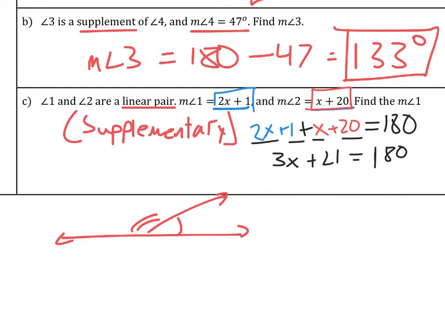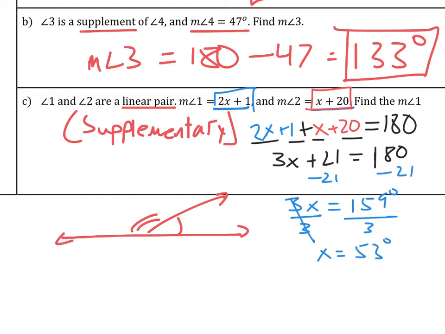So combine like terms. Don't start moving things around yet. Now we're going to move things to both sides. Remembering our algebra, let's get the constant out of there. Subtract 21. 3x equals 159 degrees. And if we divide that by 3, to get rid of that 3 there, that leaves us with our value of x, which is going to be 53 degrees.